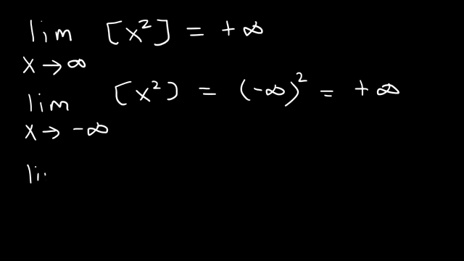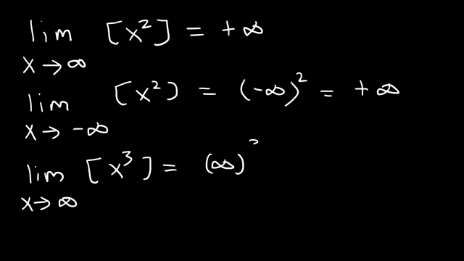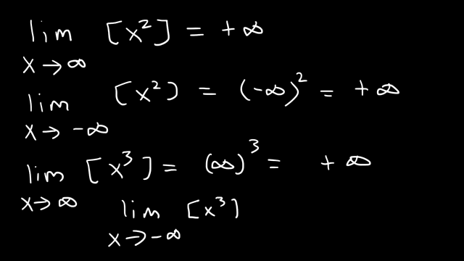Now what about the limit as x approaches infinity for positive x cubed? Infinity to the third power is still going to be a large positive number, so that's going to be positive infinity. And as x approaches negative infinity, because it's raised to the third power, it's going to be negative. So your final answer is negative infinity. Now let's look at some other examples.